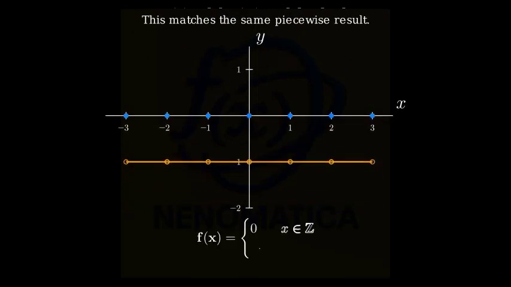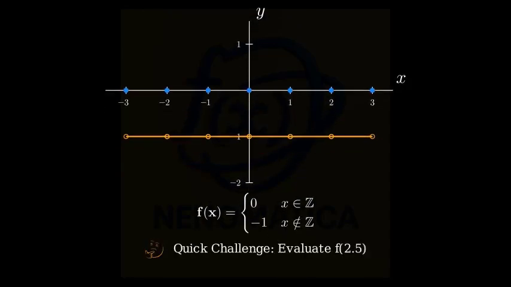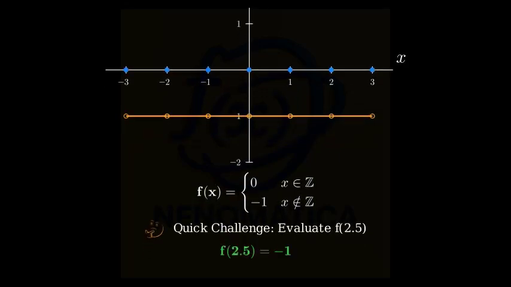To summarize the rule on the graph, for integer x, f of x equals 0. Those are the closed blue points on the x-axis. For non-integer x, f of x equals -1. These are the horizontal orange segments with open endpoints. Quick check, what is f of 2.5? Because 2.5 is not an integer, the value is -1.